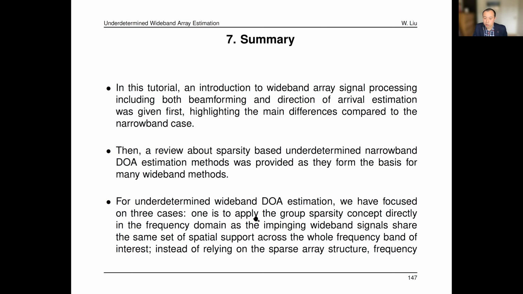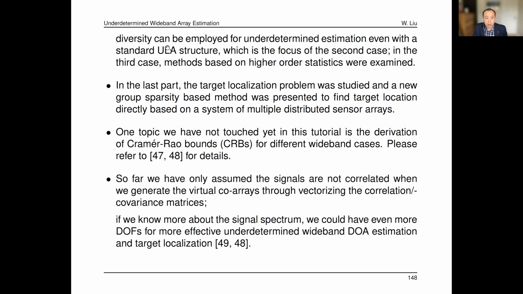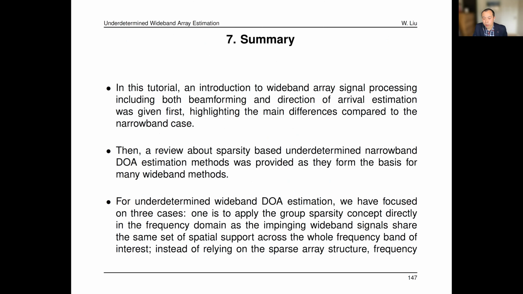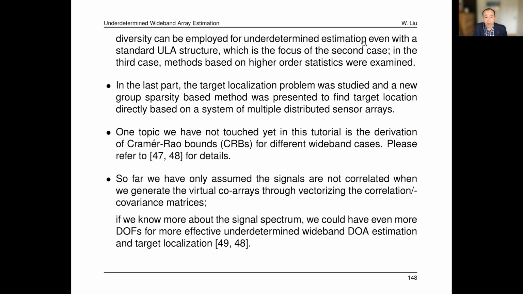For underdetermined wideband DOA estimation, we focused on 3 cases. The first is to apply the group sparsity concept directly in the frequency domain, where the impinging wideband signals share the same set of spatial spots across the whole frequency band of interest. In the second case, instead of relying on a sparse array structure, frequency diversity can be employed for underdetermined estimation, even with a standard ULA structure. We don't need a sparse array; we can just use a standard ULA and still do underdetermined DOA estimation. In the third case, we focused on a higher-order statistics-based method, using cumulants in our simulations. To reduce the complexity, we applied focusing to this third case.